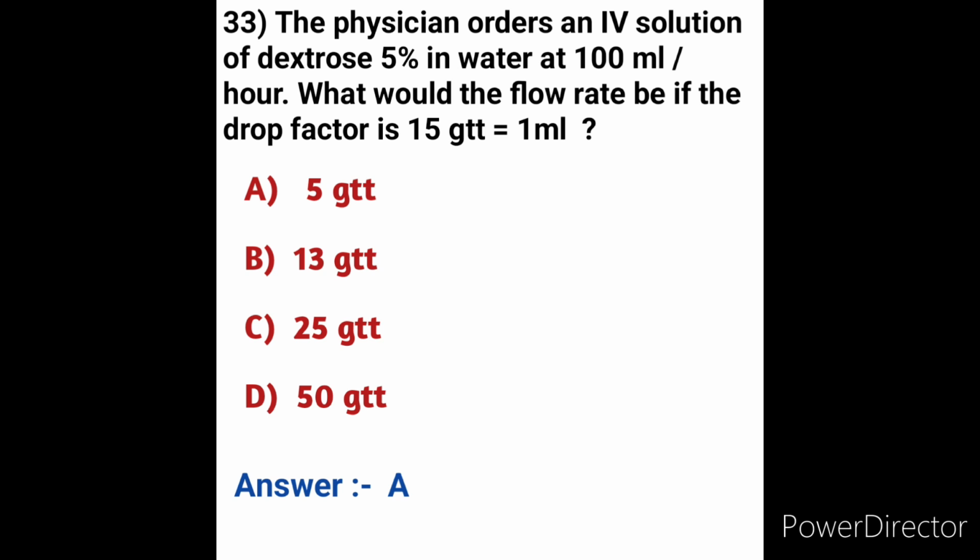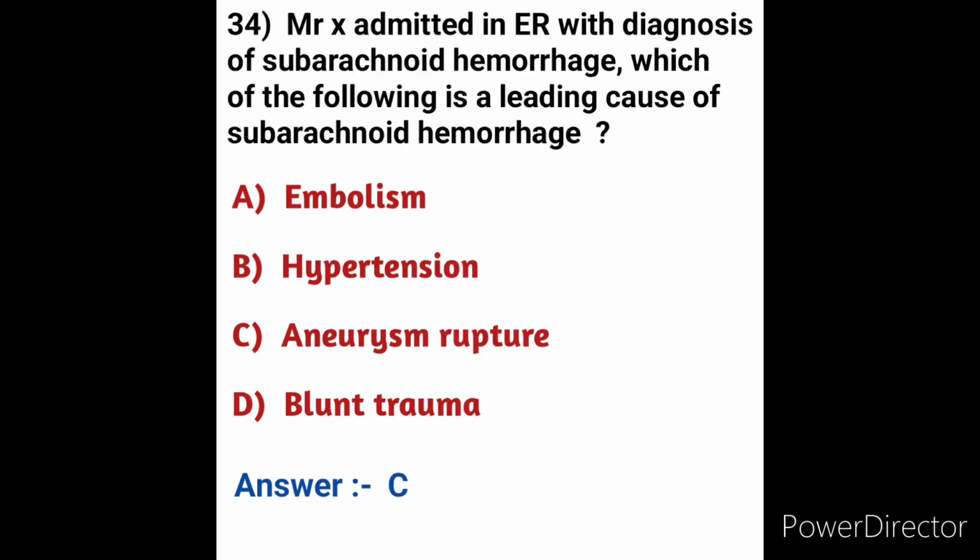Actually, 15 or 20 GTT is equal to 1 ml in a standard macro drip set, and 60 GTT is equal to 1 ml in a mini drip set. Here, option A is the correct answer, 5 GTT, which means approximately 3 ml per minute. Okay friends. Next, move on to question number 34.